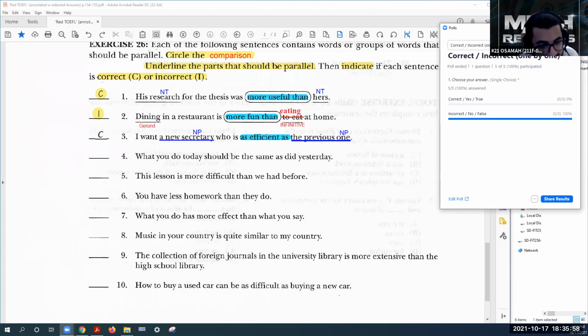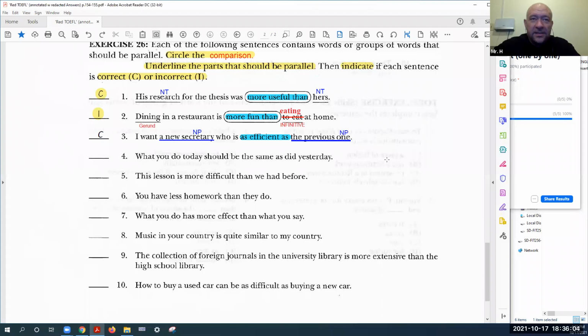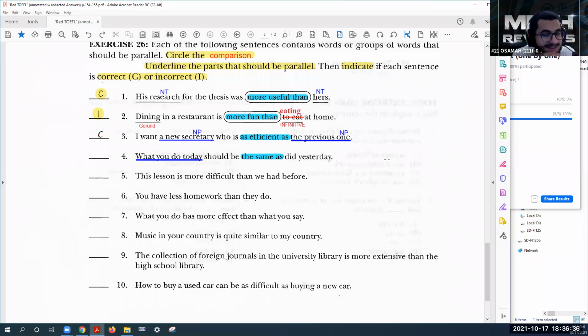What you do today should be the same as did yesterday. Okay. False. Incorrect. Well, yes, everyone agrees on that. It's not the same structure. Start with the comparison. As same as, the same as. Yeah. Is there a verb? Do you see the verb? Should be. Okay, good. And then the structure. It must be what you do today should be the same as what you did yesterday.